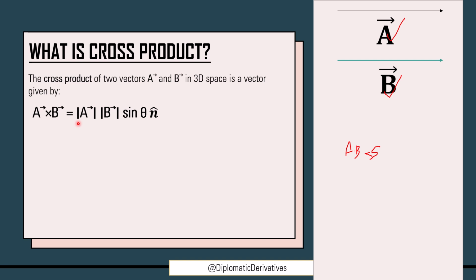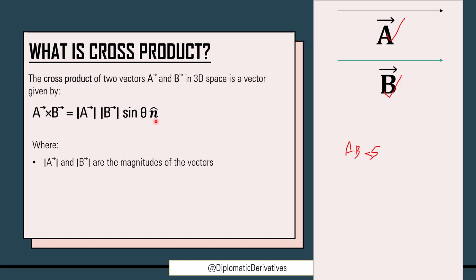Remember, in the scalar product, a dot b was equal to magnitude of a into magnitude of b into cos theta. In place of cos, we are going to have sine theta. Also, since it's a vector, it's also going to have a unit vector. The direction of this vector is also what we need to find out, and we'll see in the upcoming slides how to do that.